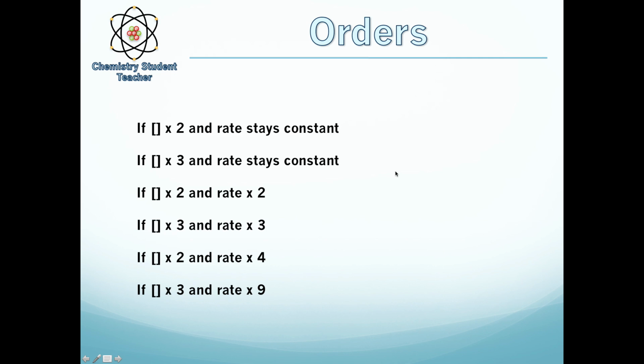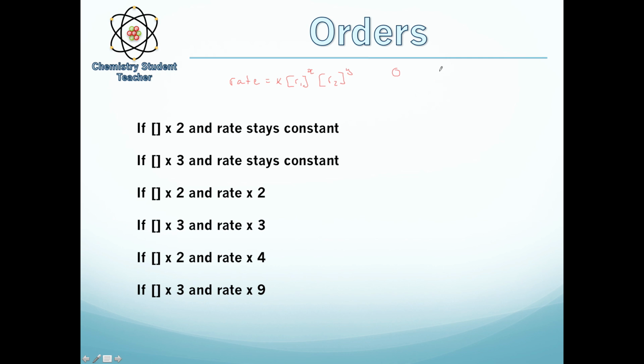Let's start with orders. Orders are pretty easy to understand when you know what you're looking for. So you'll have rate equals K times a reactant, say reactant 1, with an order of X, and reactant 2 with, say, an order of Y. Now we don't know what X and Y are, but you can just use simple maths to figure out what they are.